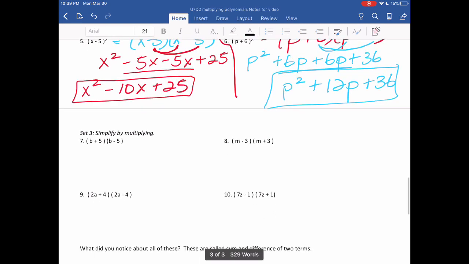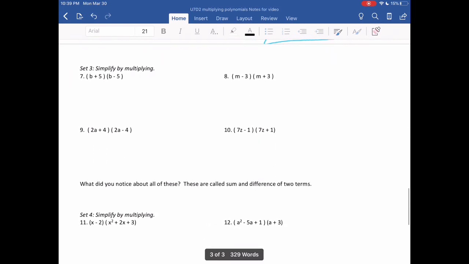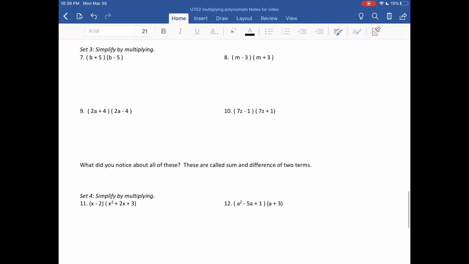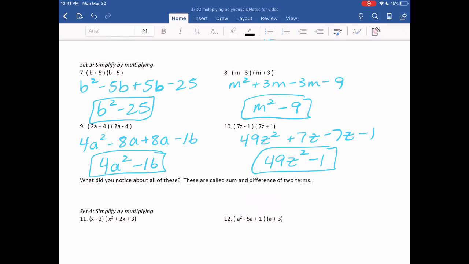All right, guys. So now at this point, I want you to pause the video and try set 3. Simplify by multiplying. Same thing. You're using the FOIL method, all right? And then when you are done, you can unpause it and check your answer.